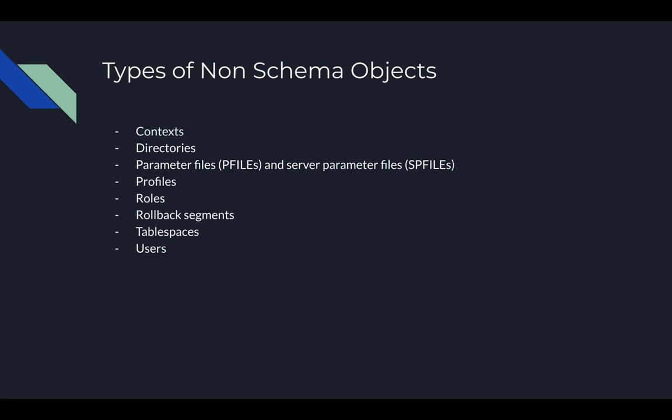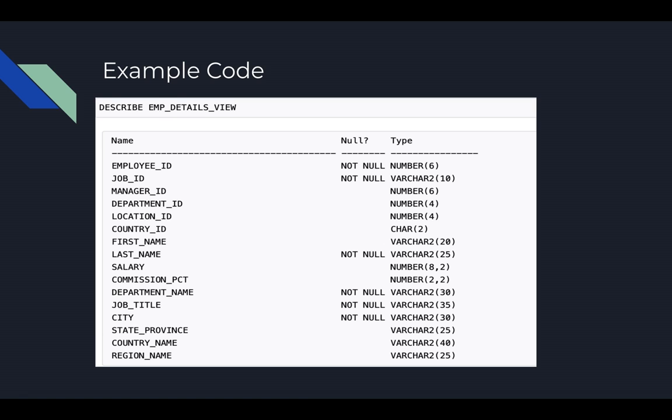Types of non-schema objects. They are contexts, directories, parameter files, known as P files, and server parameter files, known as SP files, profiles, roles, rollback segments, table spaces, and users.